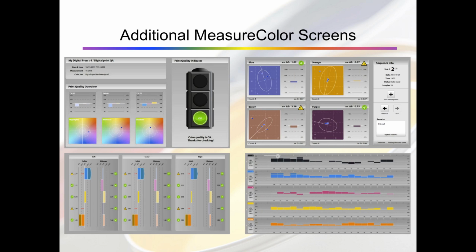And then lastly, in the lower right, we have our classic ink zone display, where if you're an offset printer, you can see how all your different ink zones are performing, where ink needs to be increased, decreased, and all your other print attributes like dot gain, delta E, trapping, and so on.